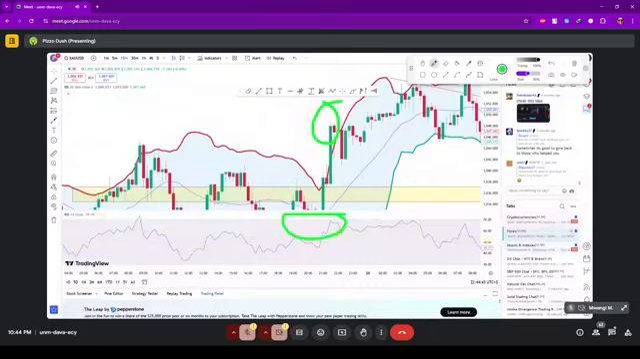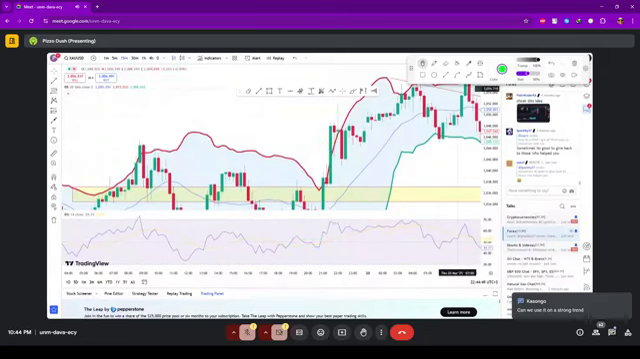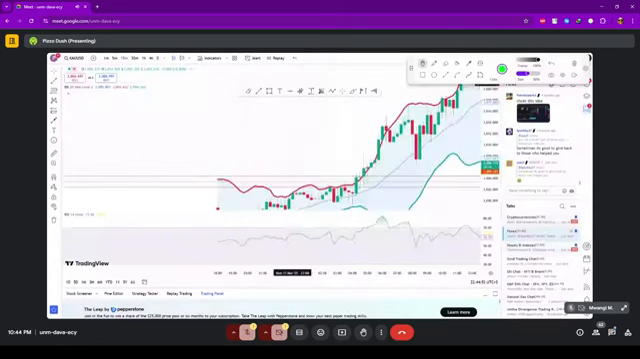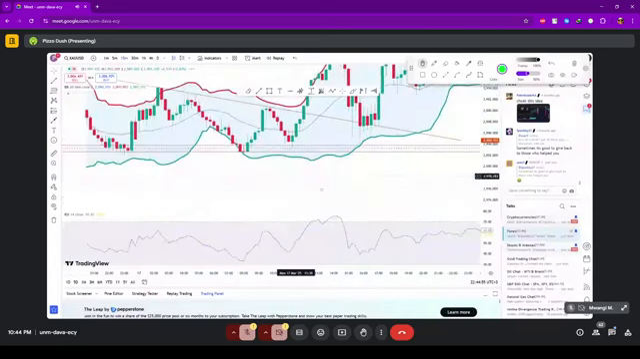You can see it has not yet touched 30. So that's not a good signal. Make sure you trade when both give you a signal.